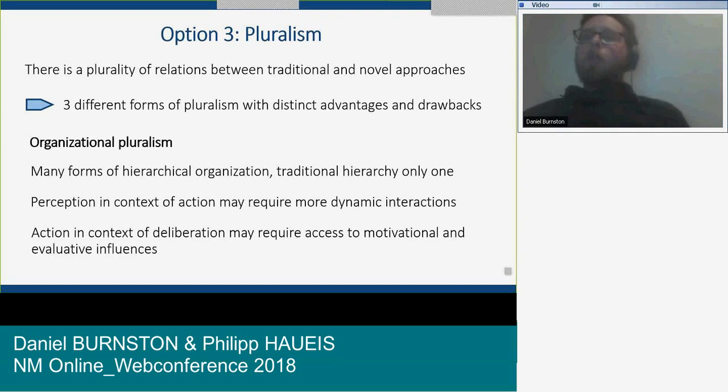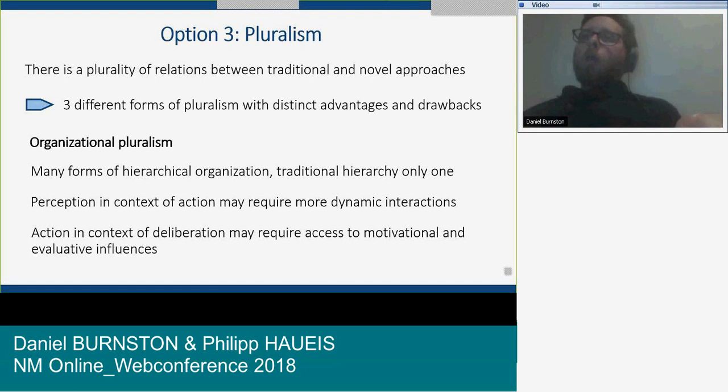And moreover, action in the context of deliberation may require access to motivational and evaluative influences. So this would suggest that the type of organization we're looking for depends on the kind of behavioral context we're studying, and sometimes a simple processing hierarchy will work, and sometimes it won't.